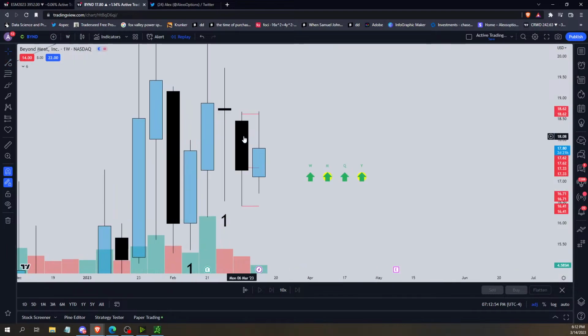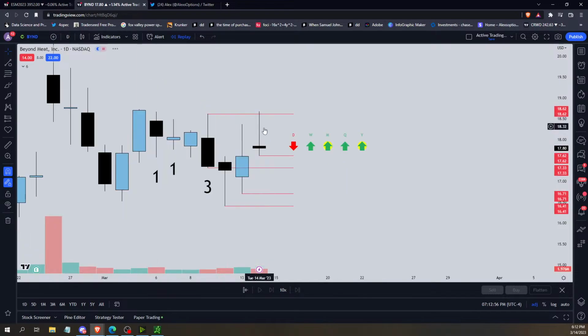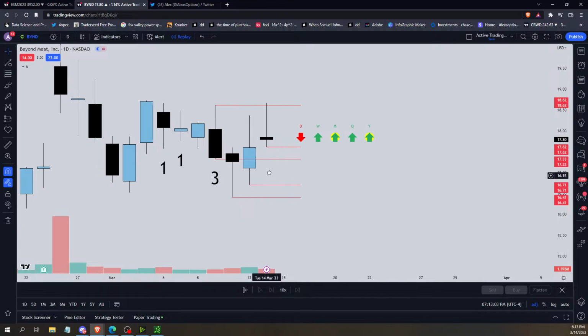But we go on the week. Week would have to change. So weekly opens, I believe, right here. So technically daily magnitude will change the weekly open to red, which is good.